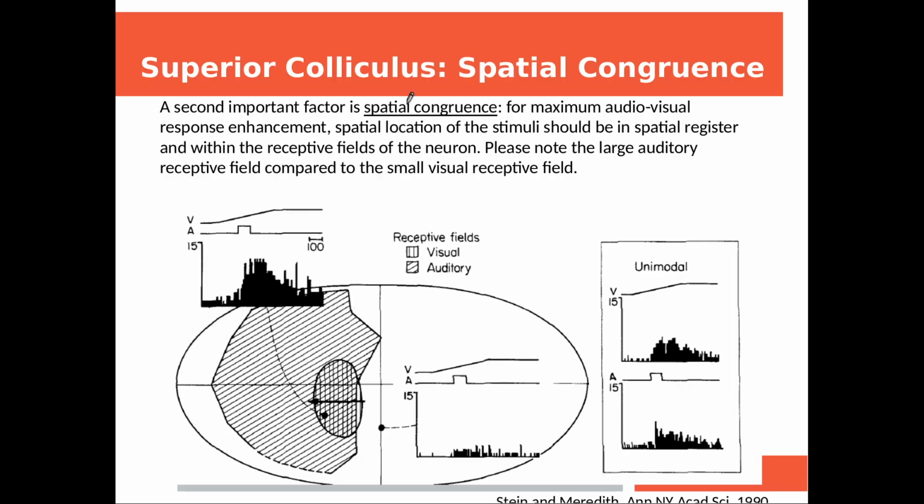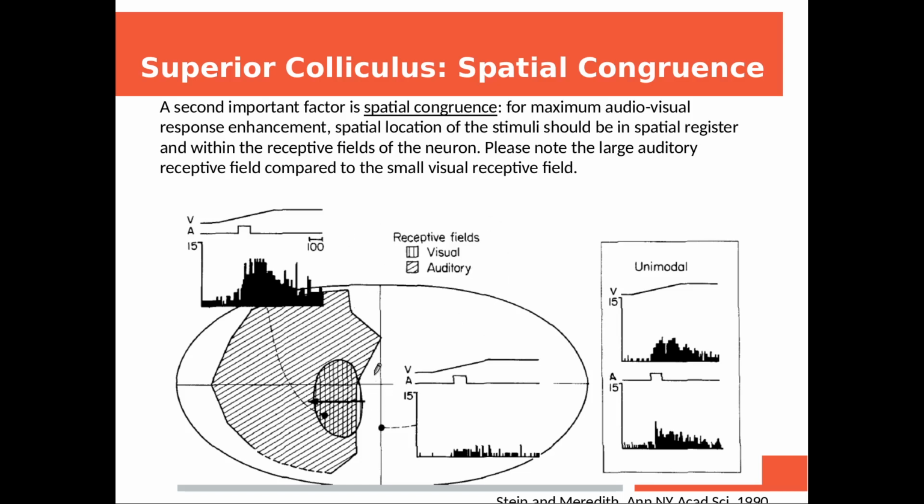The second important factor of multisensory integration, especially in the colliculus, is what's called spatial congruence. Basically, in order to get the most response of the multisensory cell, you have to have the stimuli coming from the same direction, right? So if you see someone talking, but the sound of their talking is coming from behind you, that feels very weird for you, right? It's the same idea with the neural response, of course.